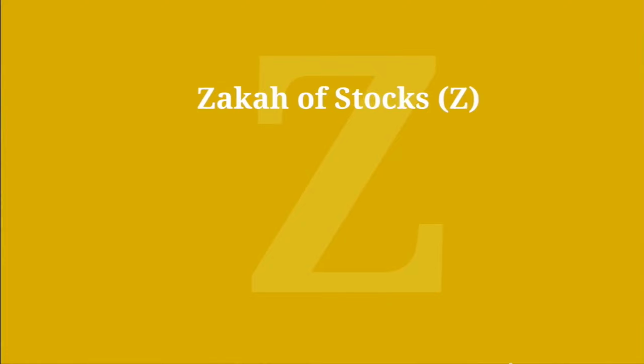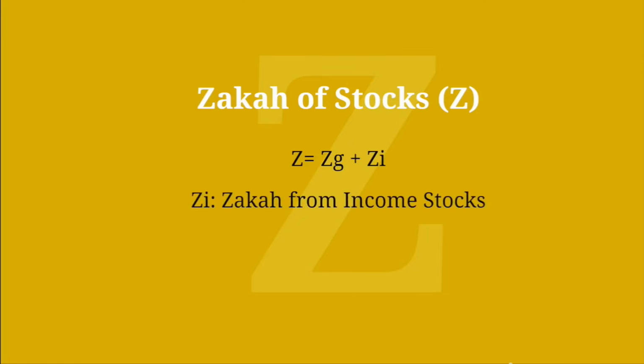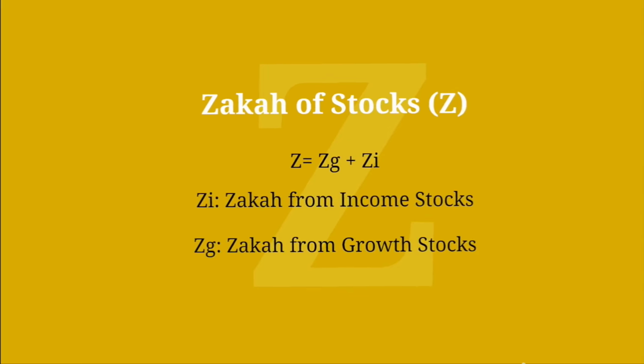The zakah of a portfolio of stocks will be done by adding the zakah owed on income stocks with the zakah owed on growth stocks. So why differentiate between them? In the next slides, we'll discuss how zakah is assessed differently on each.